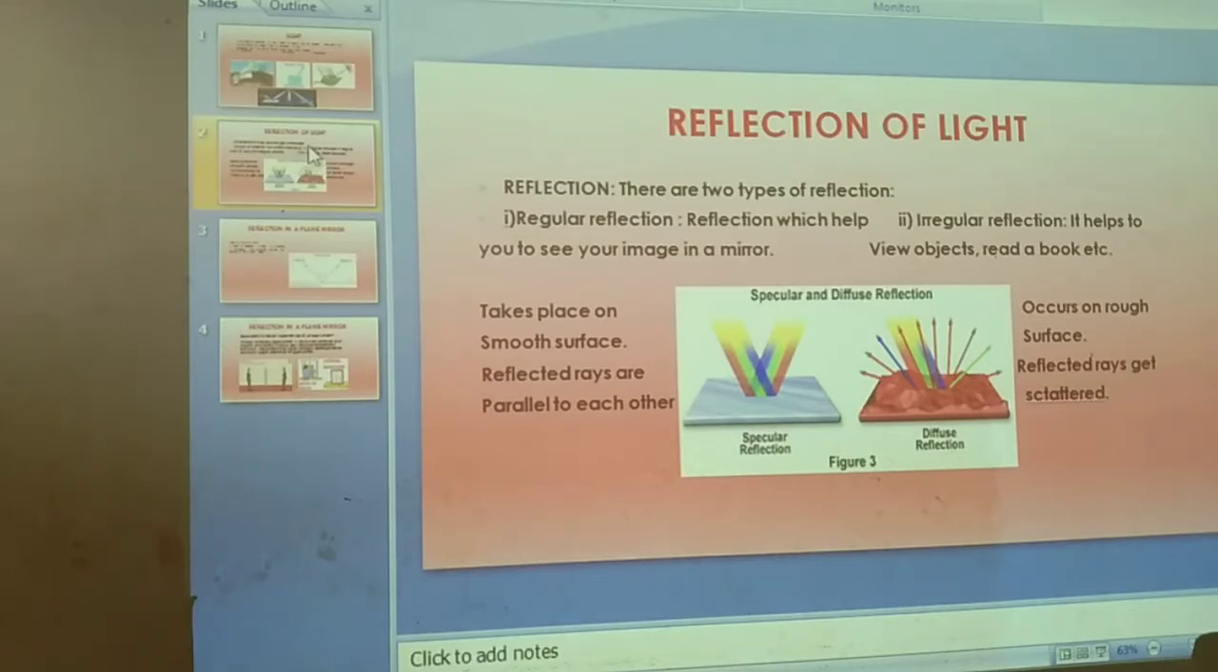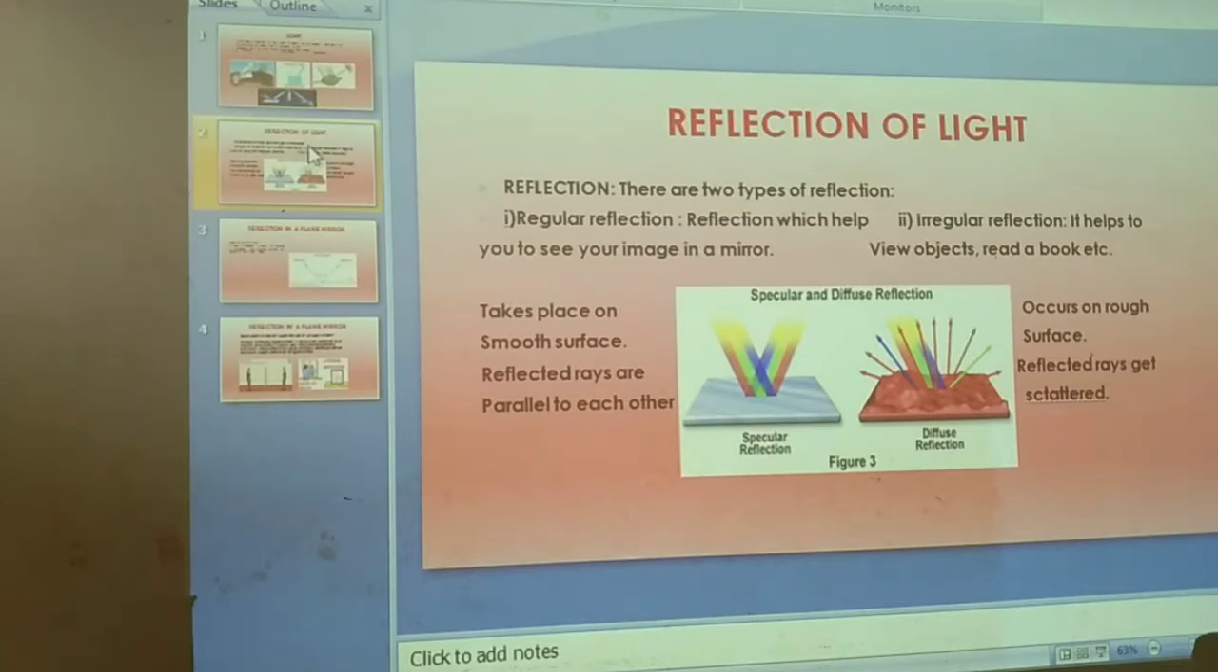Regular reflection takes place on a smooth surface. Reflected rays are parallel to each other. In the left side of the figure you see this. In the right side, in the reflected beam, you get a non-parallel beam. Reflected rays get scattered away. That will help you to see the letters and read a textbook. So both are very important. Irregular reflection takes place on a rough surface. These are the two types of reflection.